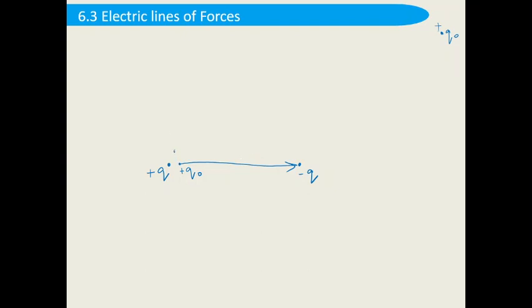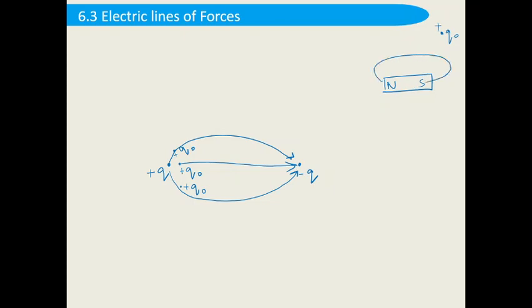While if the charge Q0 is placed over here, the electric lines of forces are going to move like this. If plus Q charge is placed here, the electric lines of forces are going to move like this. Just like the magnetic lines of forces of a magnet, this is the North Pole, this is the South Pole.